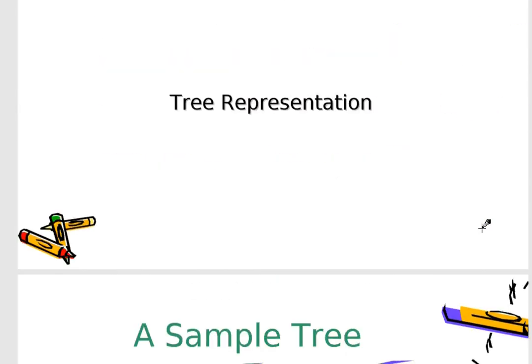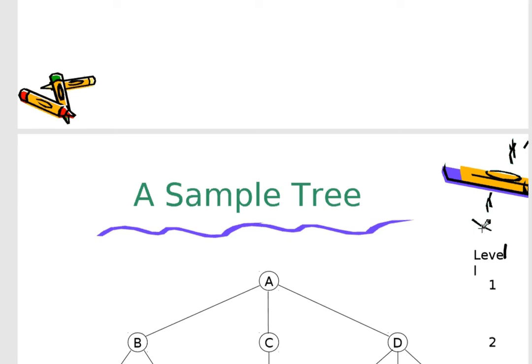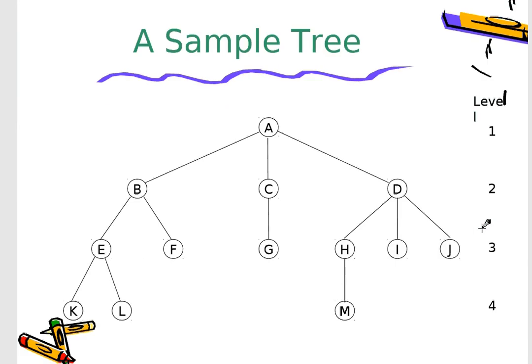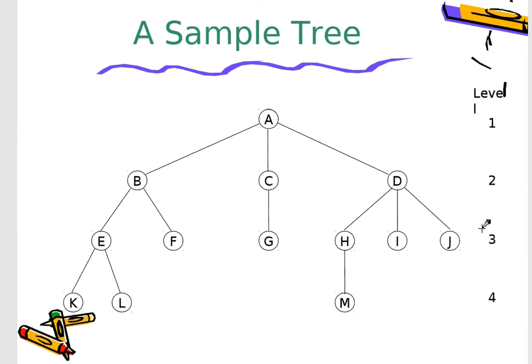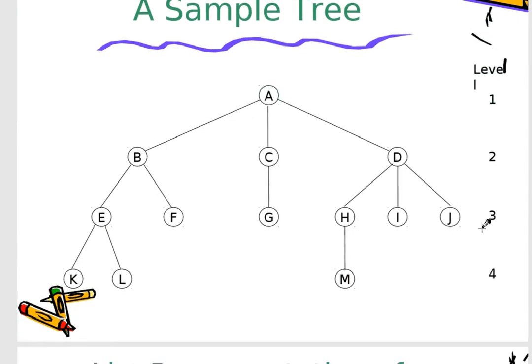Okay, now tree representation. Here there are three ways you can represent a tree. We will be discussing three ways. One is list representation, the next one is array representation, and finally we have linked representation.